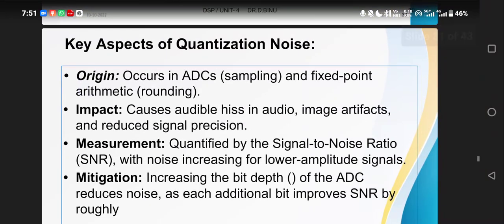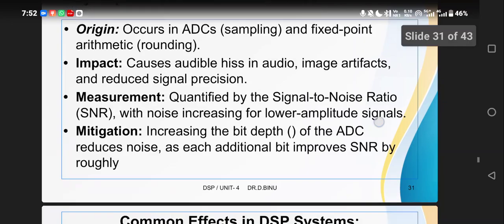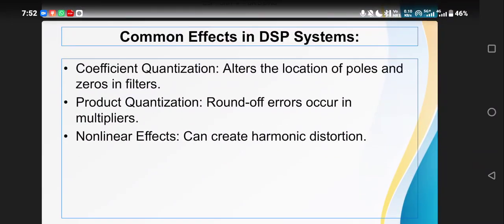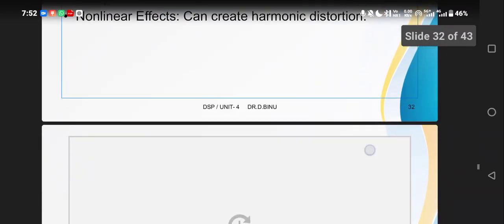Key aspects of quantization noise are: it occurs in ADC, it produces audible distortion in audio, image artifacts, and reduced signal precision. It is quantified by signal to noise ratio, that is SNR, with noise increasing for lower amplitude signals. Increasing the bit depth of ADC reduces noise as each additional bit improves SNR by roughly 6 dB. Common effects in DSP systems: efficient quantization, product quantization, and nonlinear effects.